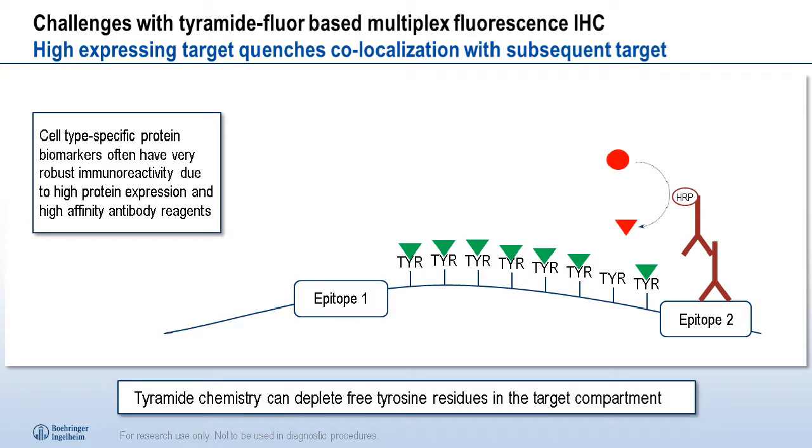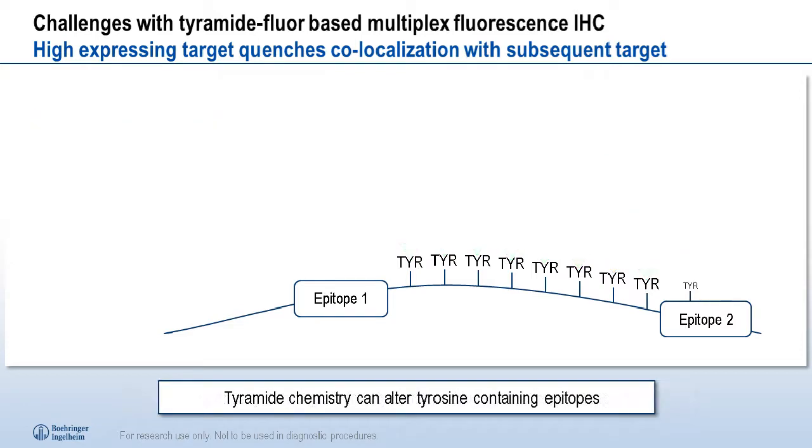and now you may get the false impression based on this, the fact that there are very few tyrosine residues left to conjugate, that we don't have strong co-expression in this subcellular compartment because there was just not enough tyrosine around to accept that signal. And this isn't the only challenge that we may have with tyramide chemistry.